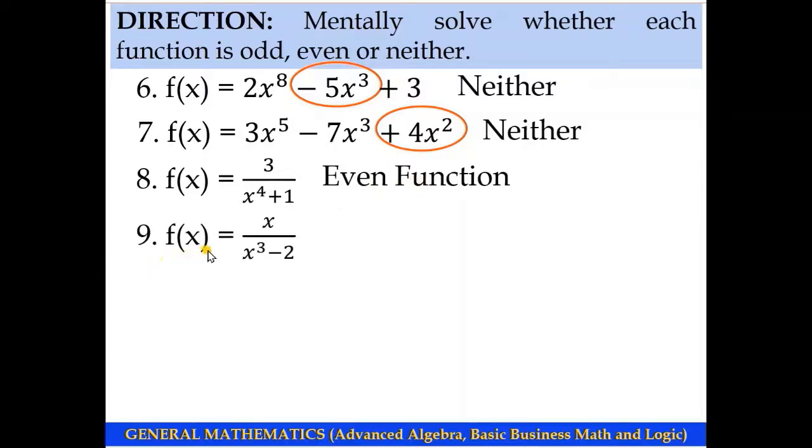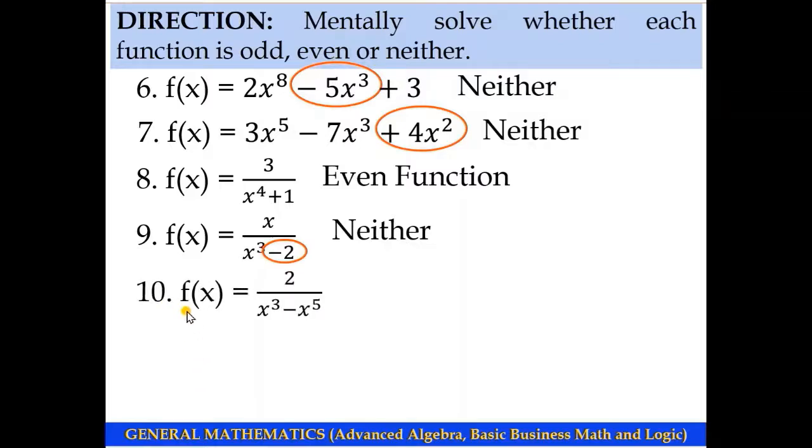Number 9 is also a rational function. f of x is equal to x over x raised to 3 minus 2. Because of this constant term, this function is neither an odd nor even. Now, number 10. f of x is equal to 2 over x raised to 3 minus x raised to 5. Our numerator is a constant term, which means that we will only scrutinize the exponents of the denominator.